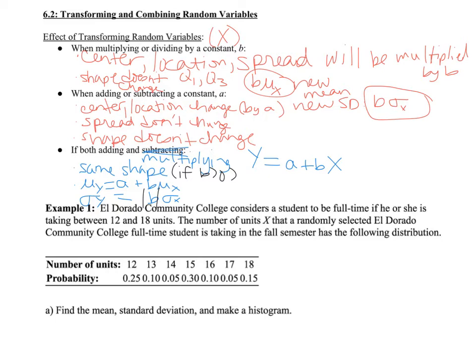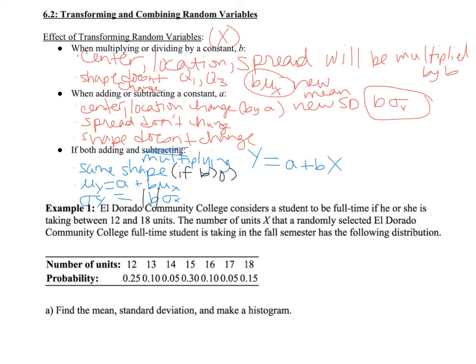So let's go ahead and try this first example. You'll find that almost all of the examples that you're going to see in this section have to do with El Dorado Community College. So they're telling you that a student is full-time if they're taking between 12 and 18 units. They are going to define the random variable x as the number of units that a randomly selected student is taking. And it has the following distribution. So what we're going to do is start by finding the mean and the standard deviation, and we're also going to make a histogram.